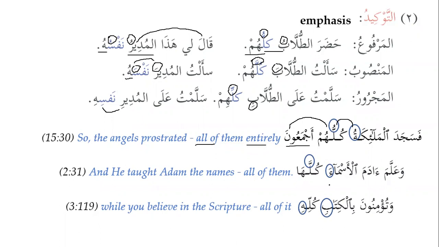وَعَلَّمَ آدَمَ الْأَسْمَاءَ كُلَّهَا. So الْأَسْمَاءَ is mansub. That's why كُلَّهَا is also mansub. And he taught Adam the names, all of them. And وَتُؤْمِنُونَ بِالْكِتَابِ كُلِّهِ. While you believe in the scripture, all of it. So all these examples from the Quran confirm that كُلٌ and نَفْسٌ, both of them are حروف التوكيد, and they are used for emphasis.